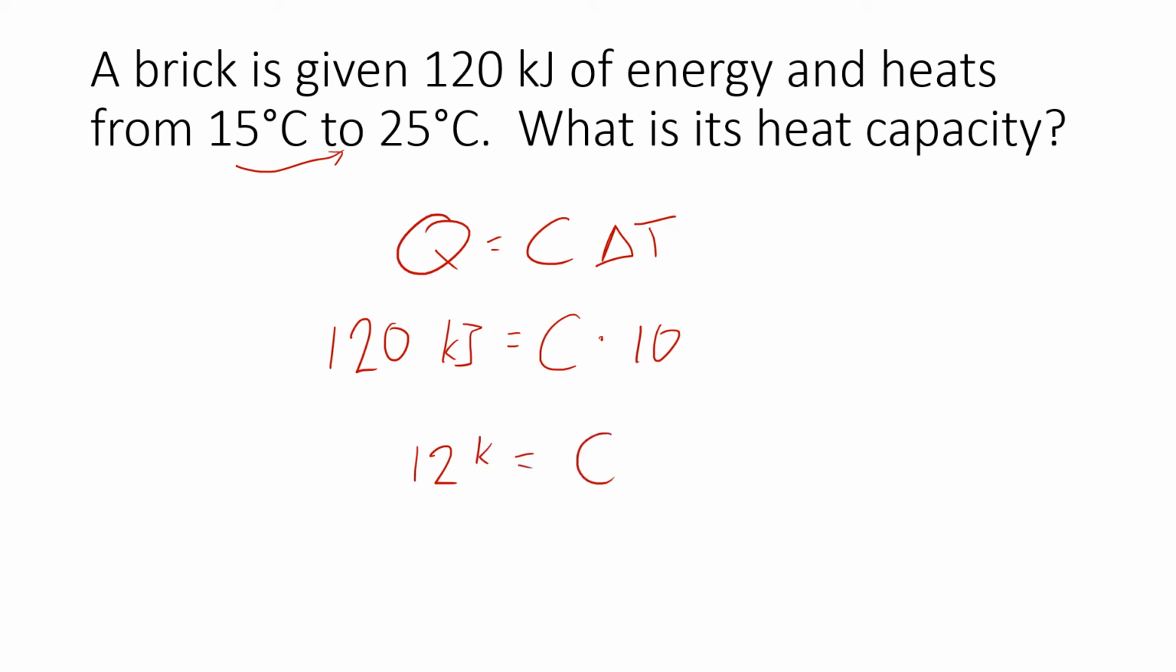Now this is going to be kilojoules per Kelvin, or Celsius, doesn't matter either way. You could change it to 12,000 joules per Kelvin. This means that it takes 12 kilojoules for every degree you want to warm up this brick. We didn't say how much mass it has. We don't care about a per mass ratio here. We just know that that's how much energy it takes to warm it up.